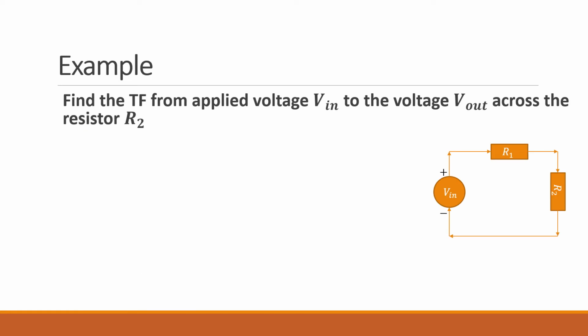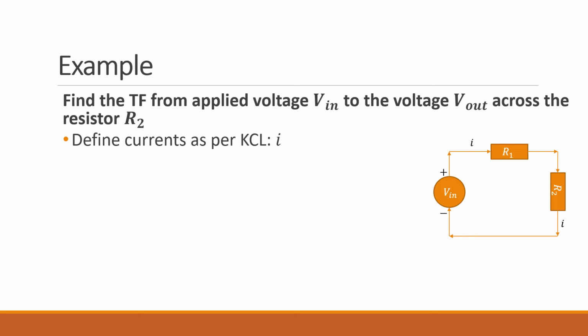Now, it is time to do an example. Here's a simple circuit of two resistors, R1 and R2, in series, and we want to find the transfer function from the voltage Vin to the voltage across the second resistor. The first step is to define current. Since there's only one loop, we'll need just one current I, which is the same flowing through the whole circuit as per KCL.